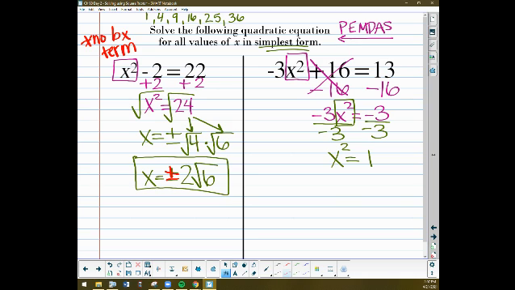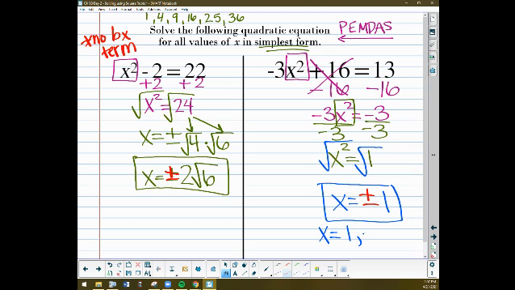Now I'm at the point where I have my x squared all by itself, and now I can take the square root of both sides. As soon as I take the square root of both sides, I know I got to have that plus or minus. So I'm going to put that in right away. And then the square root of 1 is 1. So my answer for this one is x equals plus or minus 1. And remember, that is positive 1 and negative 1.